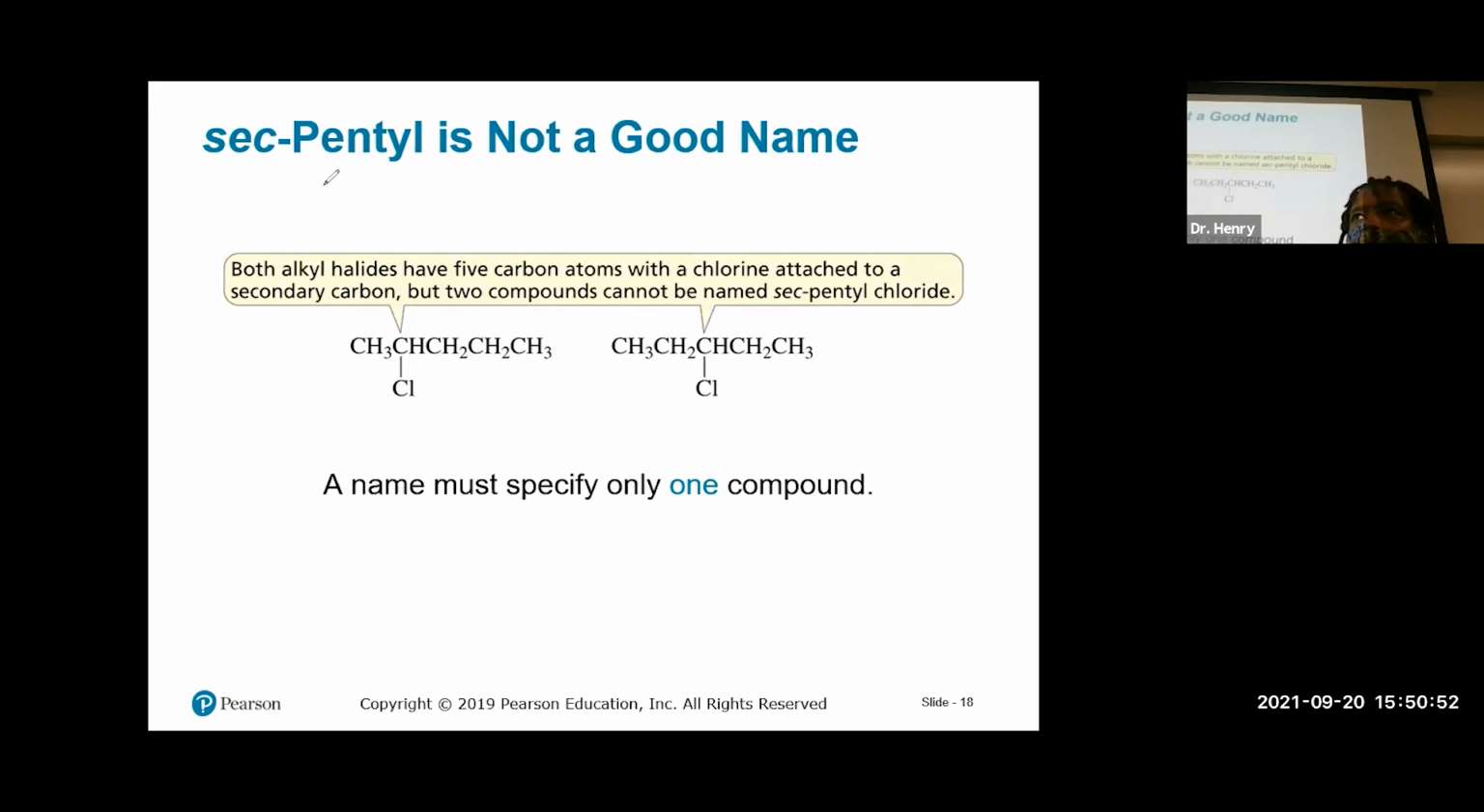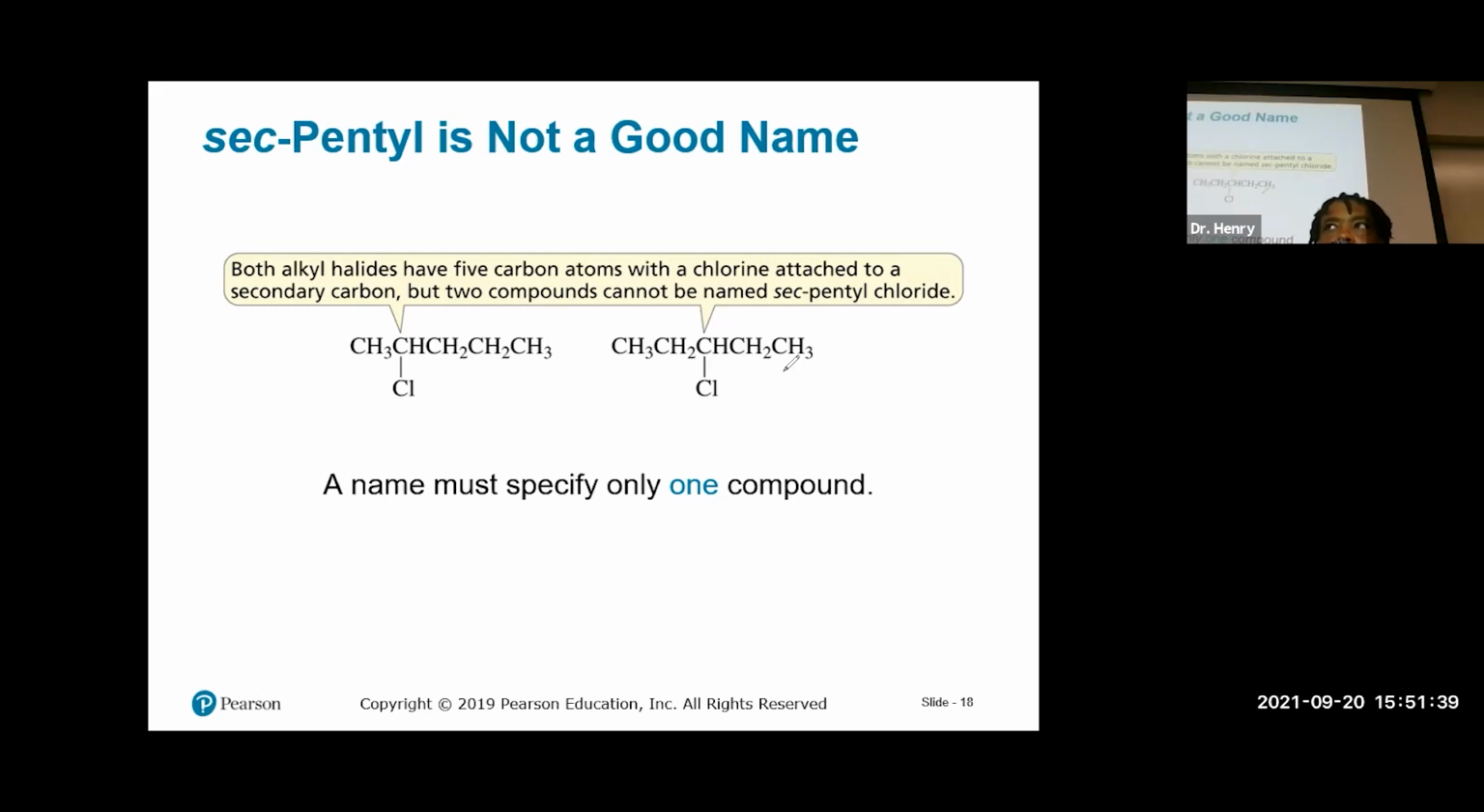Okay. So this is what we run into. When we start talking about those secondary carbons and stuff like that, it becomes a lot more complicated, right? It's not a good way of naming it. And this gets to that whole common name. That's why the common name works for only so many things. And then we have to move over, right? So for instance, this guy is considered a secondary carbon, right? This guy is also considered a secondary carbon.